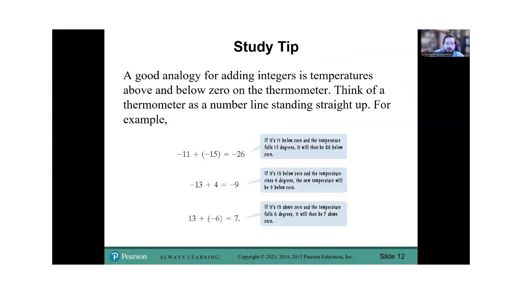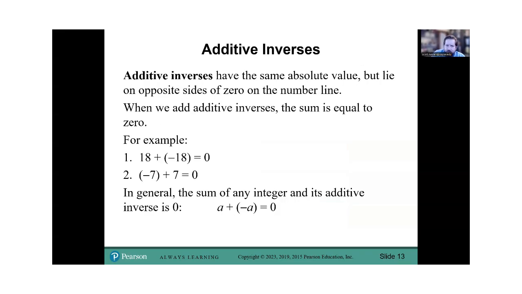And here's a good little study tip. If you can think of these as temperatures above or below 0 on the thermometer, this helps some people. If you think of the thermometer as a number line standing straight up, and -11 plus -15 is like 11 below 0, and then 15 more below 0. So I'm going to add those two together, which is 26 below 0, which is a negative. And I'll let you read through the rest of those if you want, but I think we'll move on.